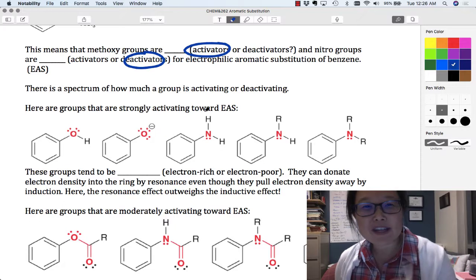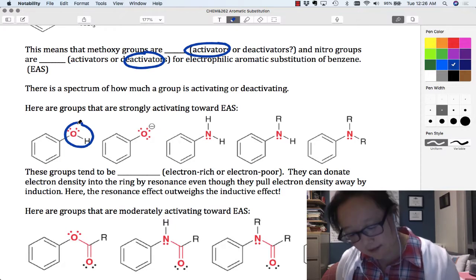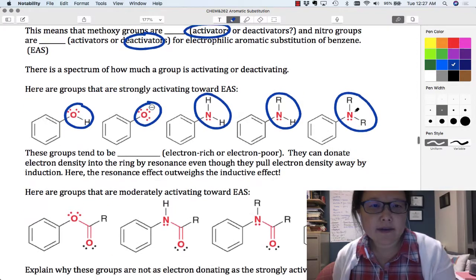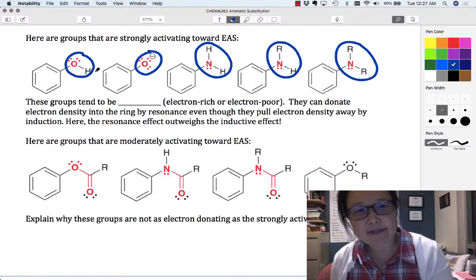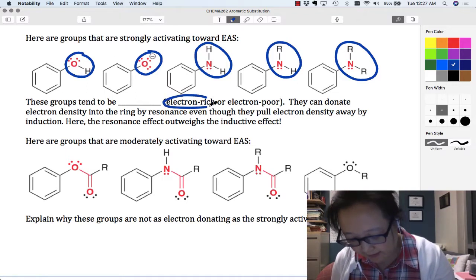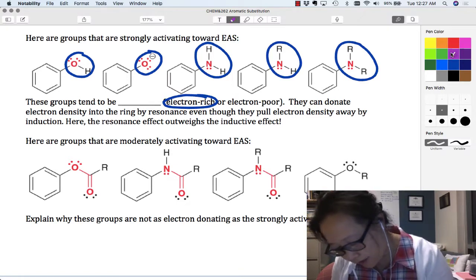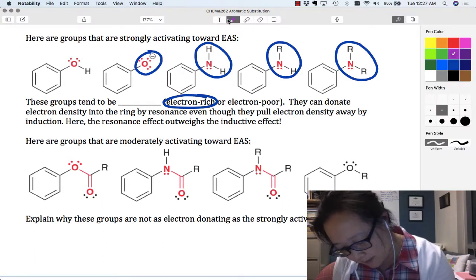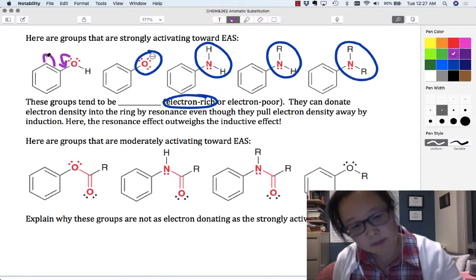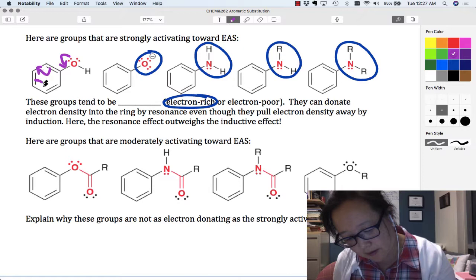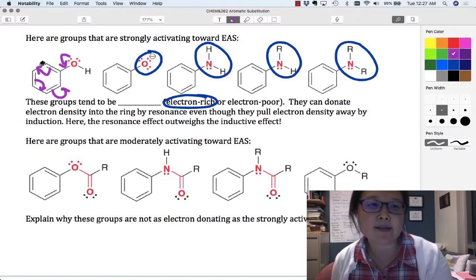Here are groups that are strongly activating. These groups like to add to the benzene ring. If you take a look at the trend with all these activating groups that I've circled, they are all electron rich. They have lone pairs, and these lone pairs can donate electron density in. Let's just take this one as an example. This lone pair can be donated into the ring, and then it can be put onto the ring in various spots, or it could just resonate around the ring as well. So these all have that property of donating into the ring by resonance.